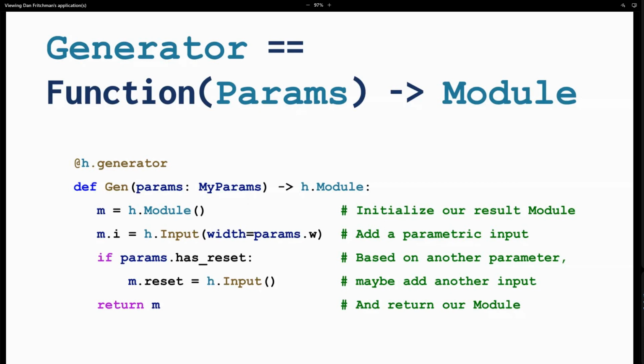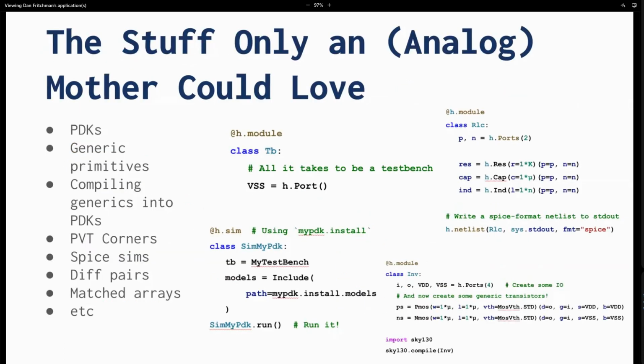HDL21 also includes all the stuff that every analog designer uses day in and day out, and only they really care about and love. Things like the generic primitives, generic versions of all of the primitive elements in SPICE, like transistors, passives, bipolars, diodes, and specific technology versions thereof. So PDKs in the system are Python packages that you import the same as any other. Mapping there between.